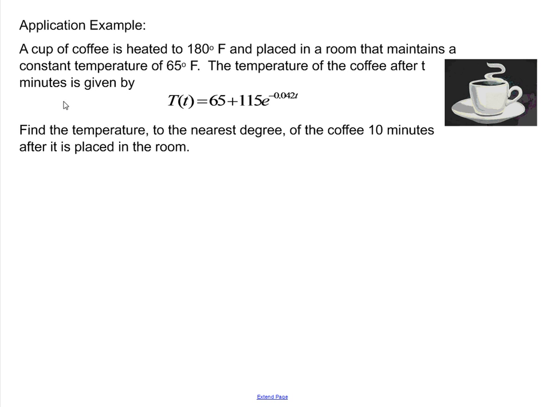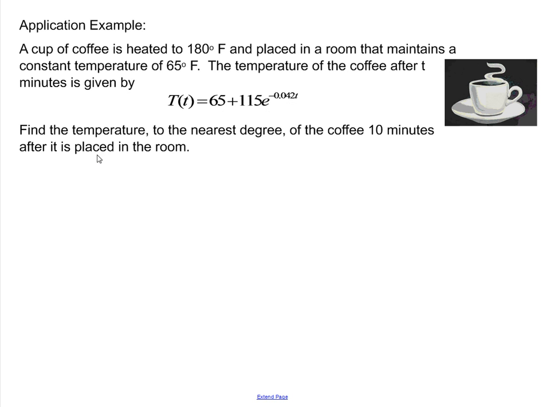Well, what happens to the temperature is due to something called Newton's law of cooling, and we're kind of getting the end result of all of this. When you go into a calculus class, you'll see later on that this is actually a pretty good model for what's happening. It says the temperature of the coffee after t minutes is given by the function capital T of t equals, in this particular case, 65, which is the ambient temperature in the room, plus 115. By the way, 115 happens to be the difference between 180 and 65, times e to the negative 0.042t, where t is time in minutes.